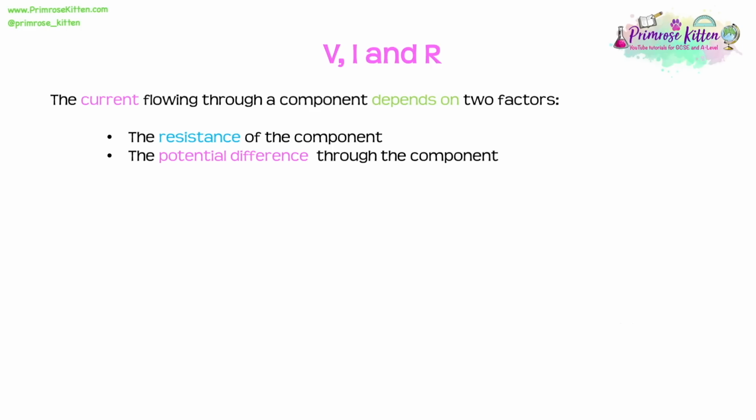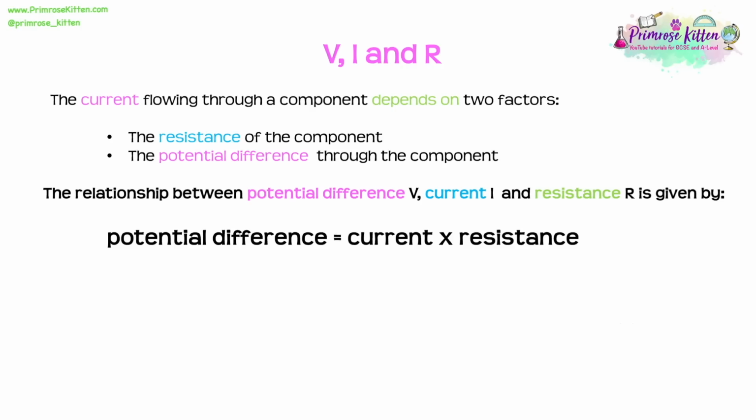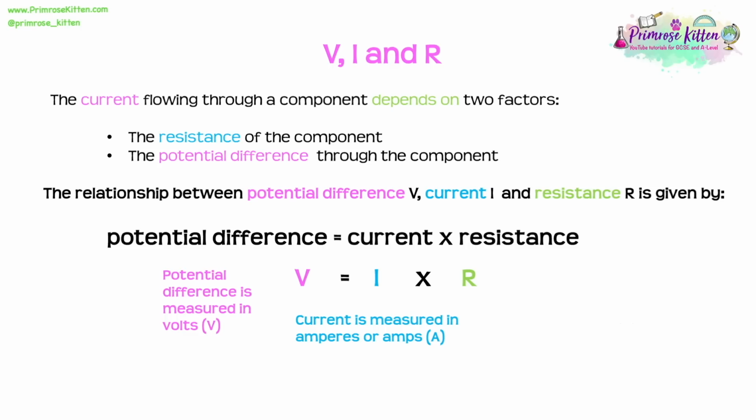We need to know the relationship between potential difference, current, and resistance. So we need to know that the potential difference is equal to the current times the resistance. And again, we'll find that using the symbols can just be a quicker way to write this down. And so we might see this as V equals I times R, where V is potential difference, it's the voltage, current is the I, and R is the resistance. So potential difference is measured in volts, which is V. Current is measured in amperes or amps, which is a capital A. And resistance is measured in ohms, which is the Greek symbol omega.